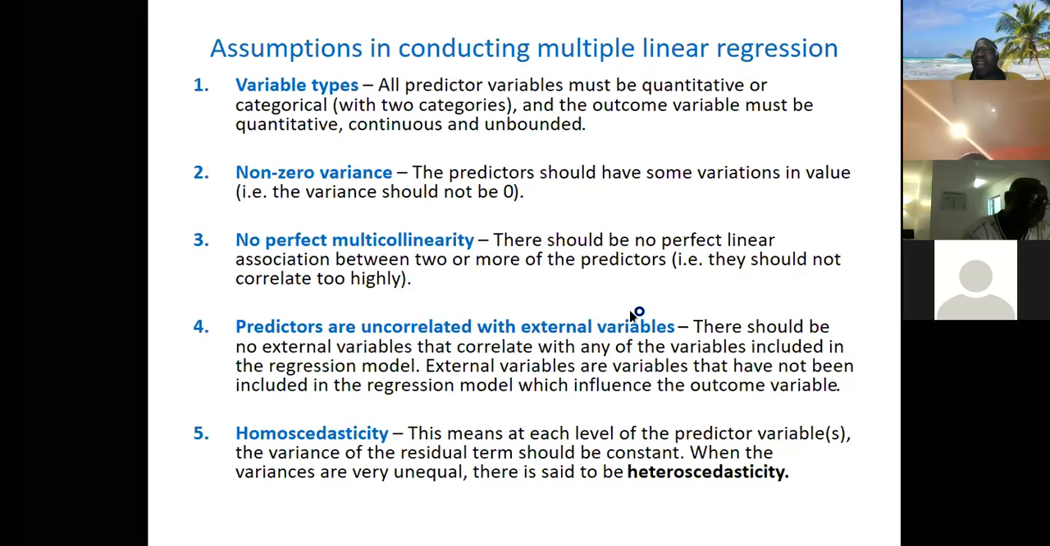Any predictor that doesn't vary is useless. It's just like you want to do regression with male and female, but all of them are male. It doesn't make sense. Or maybe diabetic, not diabetic, obese, not obese, and all of them are obese. It's rubbish because there's no variation. All of them have the same value, so you cannot use it.